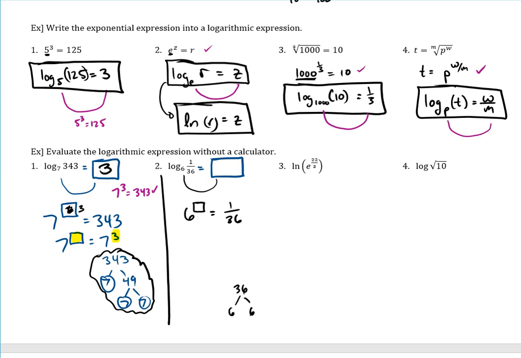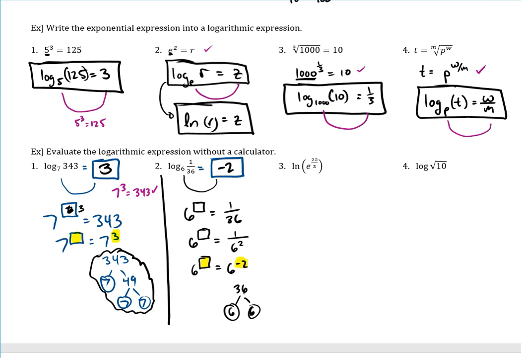6 goes into 36 6 times, and that's the base that I have on my left side. So I'm going to rewrite that right side as 1 over 6 squared, since 36 is 6 squared. And then we have a rule that tells us you can use a negative exponent to rewrite it as 6 to the negative 2. So now, using my highlighter again, this should be this because our bases are the same. So it looks like our answer should be negative 2.